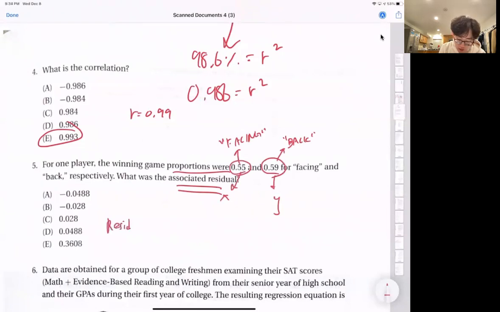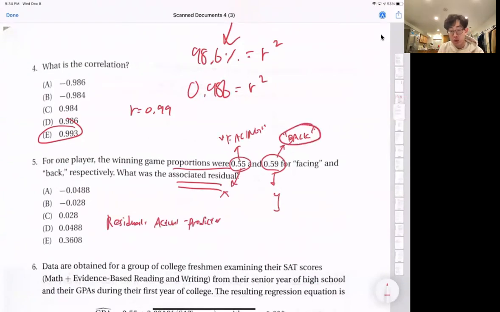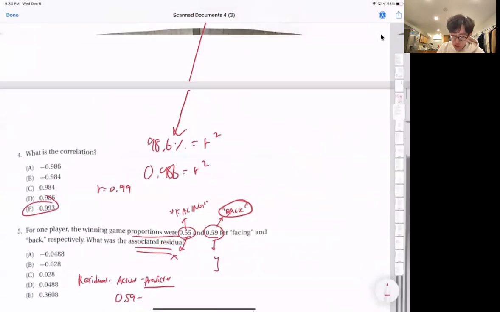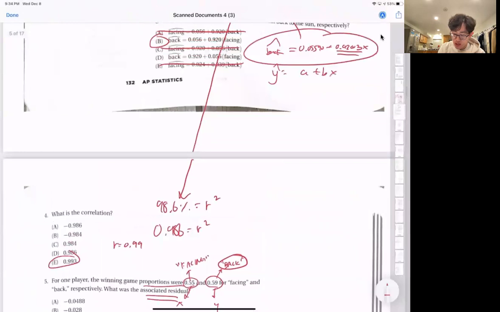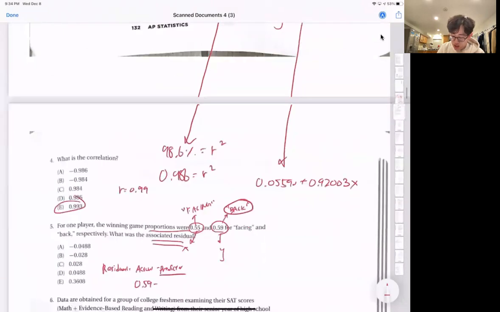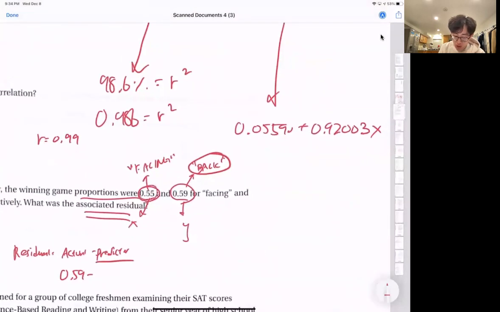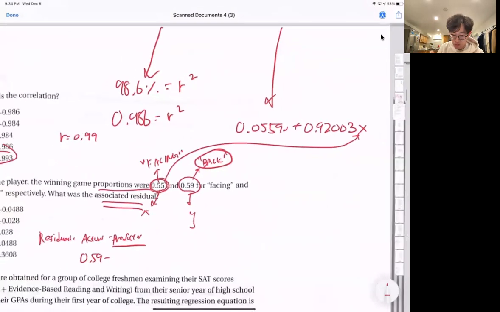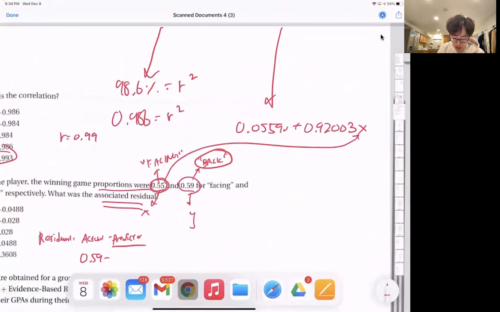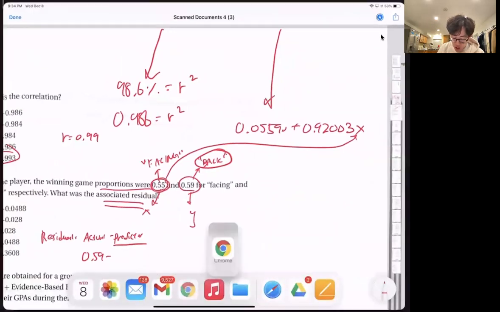Remember, to find the residual, we always want to do actual minus the predicted. The actual here is the actual back value that you got, which is 0.59. How do I get the predicted? Well, all you got to do is just go back to this equation, right? So I'm going to bring this down here. 0.05590 plus 0.92003x. So if I plug in 0.55 into the x, because that's your explanatory variable, then you're going to get the actual predicted amount for that equation.